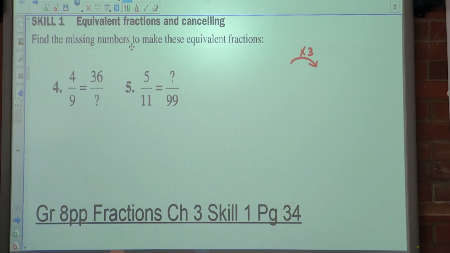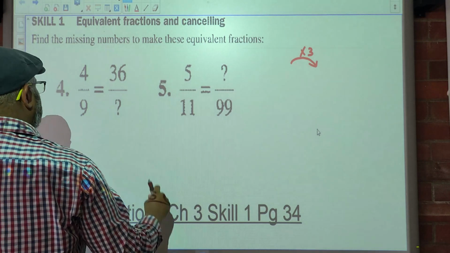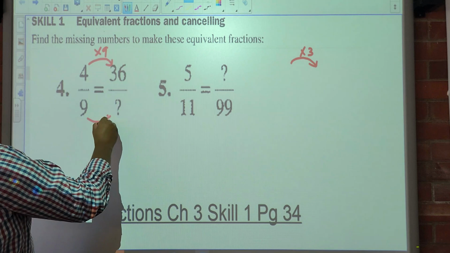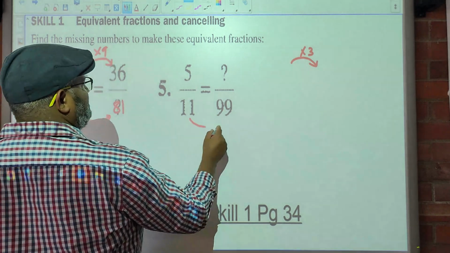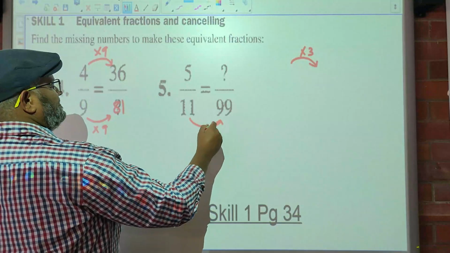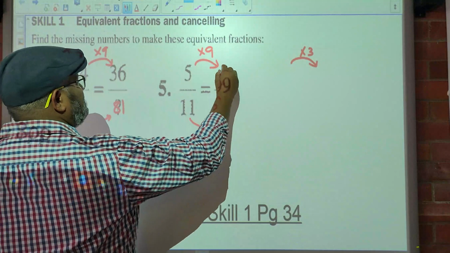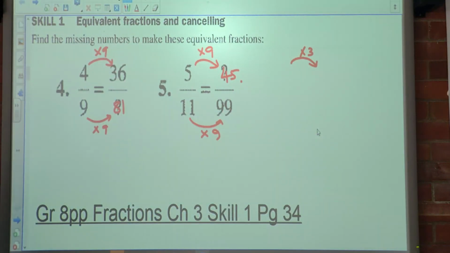Look at number 4 and 5. How do I move from 4 to 36? Multiply by 9. So 9 multiplied by 9 is 81. How do I get from 11 to 99? Multiply by 9. 5 times 9 is 45. See any confusion?